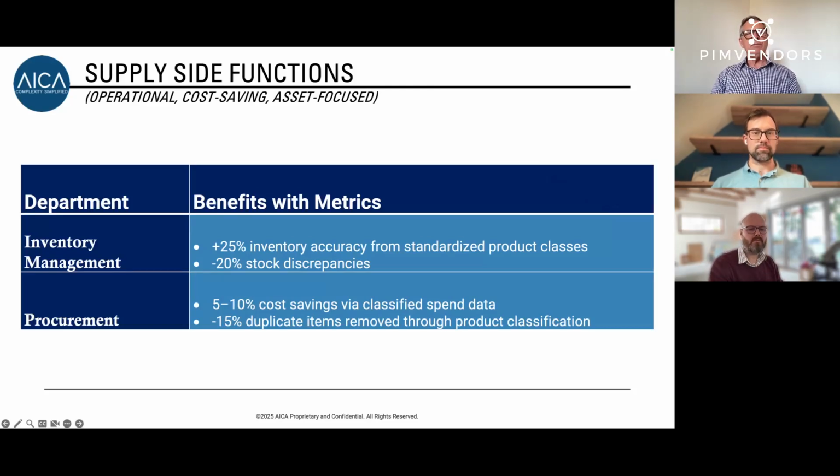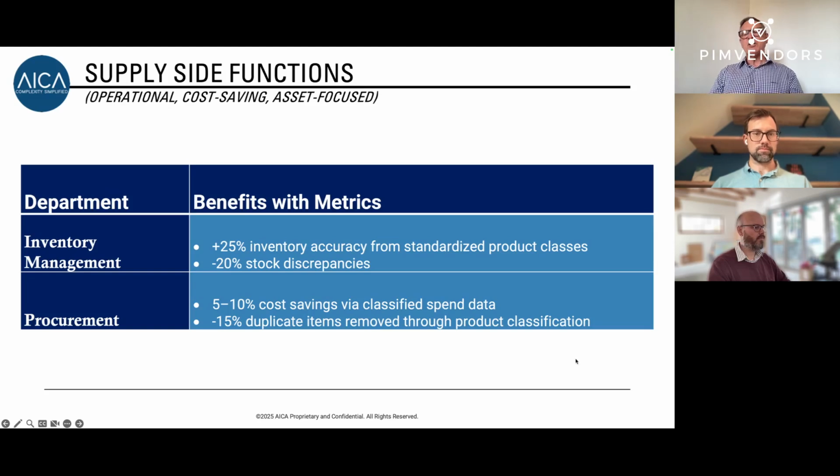But if you look at inventory management, the benefits in the matrix there, 25% inventory accuracy. That makes a huge difference. Reduction of 20% in discrepancies. What effect does that have? Multiplying effect does that have across your different business units? And then from procurement side, 5 to 10% cost savings via classified spend data. Spend analytics, you can't do proper spend analytics if you don't have proper classification, if your taxonomy is not properly set up. And then a 15% duplicate items removed throughout product classification.